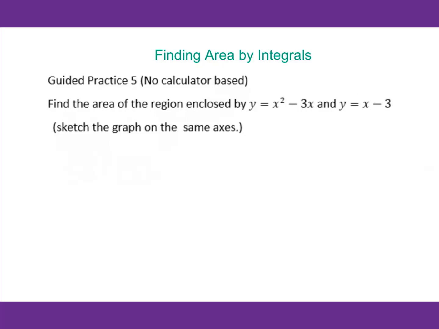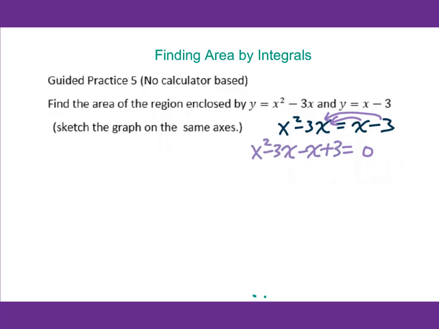First of all, when you're looking for the area bounded by two functions, you need to figure out the intersections. Therefore, I will set x squared minus 3x equals x minus 3 to figure out the intersection. This is a quadratic equation, so move everything to the left side. We want to get it equal to 0. We get x squared minus 3x minus x plus 3, so we get x squared minus 4x plus 3 equal to 0.